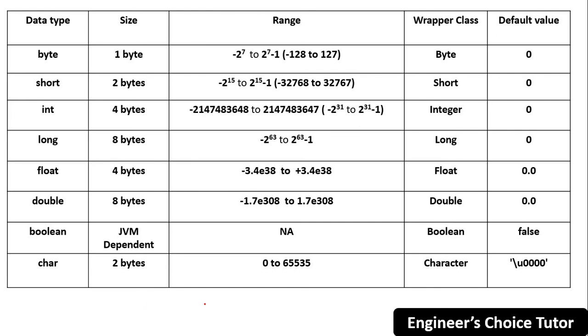Now the last. See this thing, you have to go through this for revision purposes. Here I have shown you the default values. This is the default value in Unicode format. And you know what this is? It is nothing but 0. Equivalent 0.